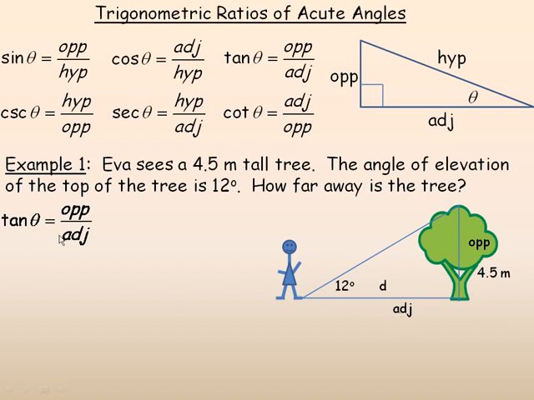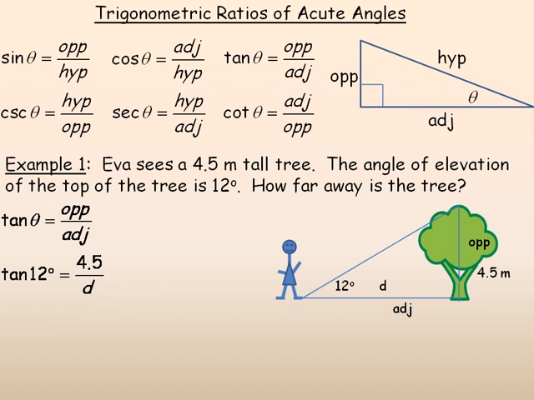So that's why I would use tan. Now the next thing I would do is fill in the knowns. The angle is 12 degrees. The opposite side is 4.5, so in place of opposite side we put 4.5. And in place of the adjacent side I put the d. The d is what we want to find.